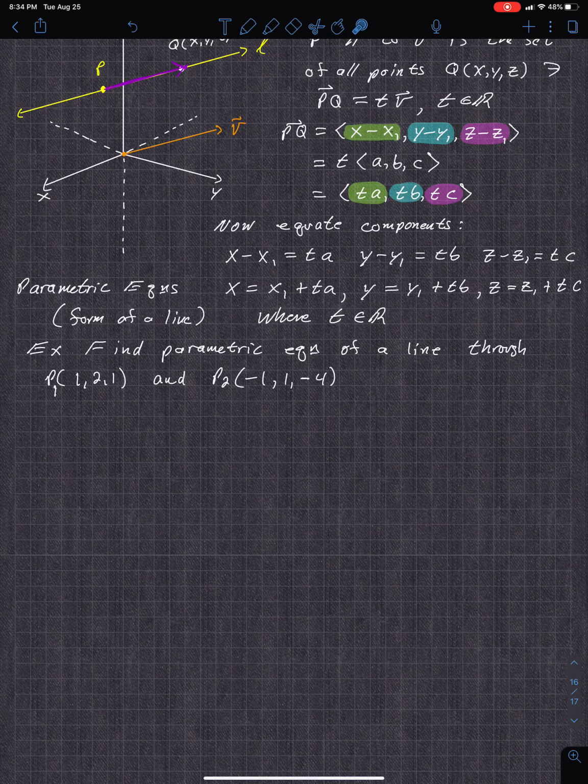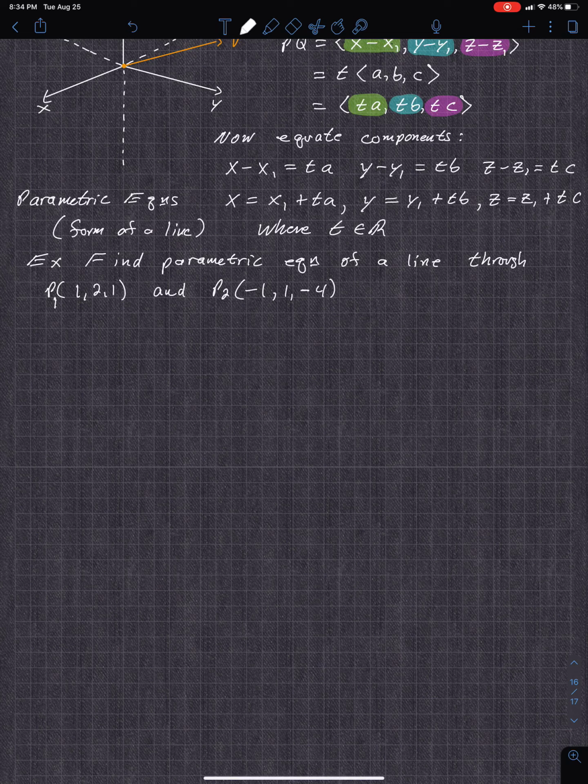So the vector v is equal to P1 P2, and it doesn't really matter the order. So you construct that, so you'd write -1 minus 1, 1 minus 2, and -4 minus 1. So that is the vector -2, -1, -5.